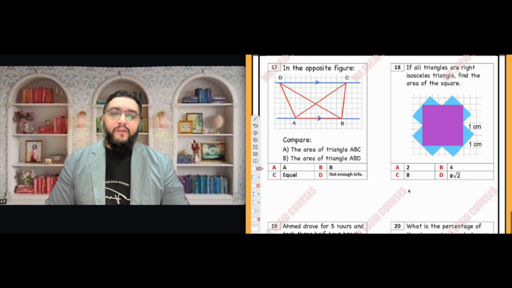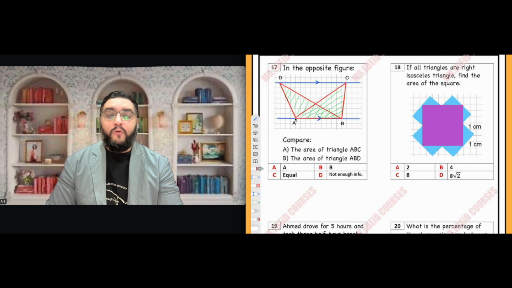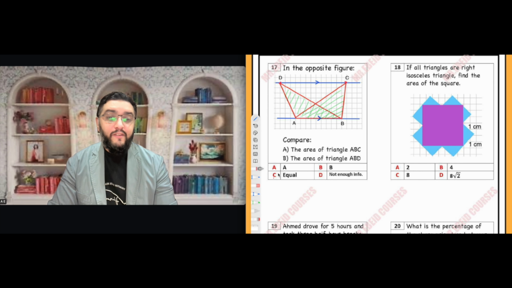In the opposite figure, compare between the area of triangle ABC and the area of triangle ABD. The area of triangle ABC, this triangle, and the area of triangle ABD, this one. If you have two parallel lines and two triangles between the two parallel lines, and both have the same base, and the opposite vertex lies on the opposite parallel line, so the two triangles are equal here. It means that the area of the two triangles are equal. It means the answer is C.